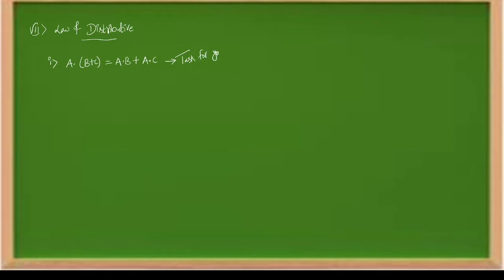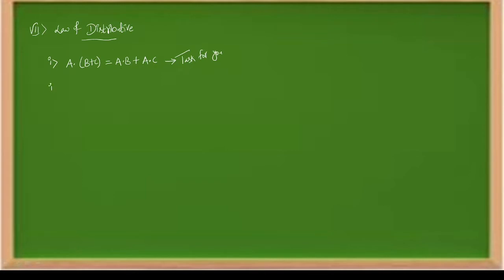You need to check the validity of this equation by considering three columns, one for A, another for B, another for C. Then you take the OR operation between B and C and take the AND operation between these two. Later, in the next column, you can take A and B, and in the next column A and C, and then take the OR operation. If you go through the previous video, you can clearly understand how to check the validity of this law. So from this law, I can say A and (B plus C) is the same as AB plus AC.